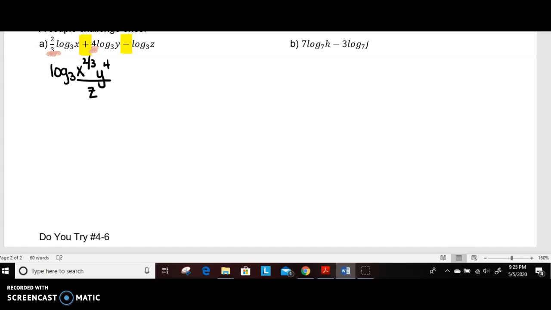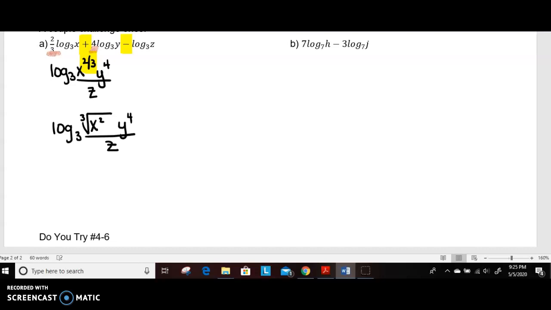I'm going to rewrite this one more time as a radical because this 2/3 can be written as a radical. Remember your power over root. So log base 3 of the cube root of x squared, where 2 is my power and 3 is my root, times y to the 4th, over z.